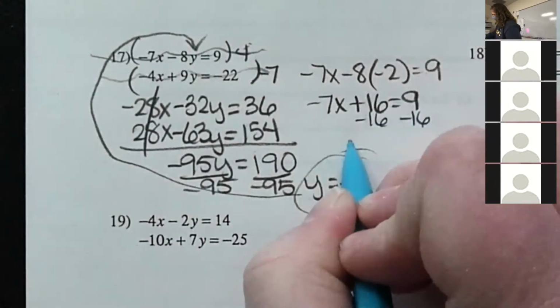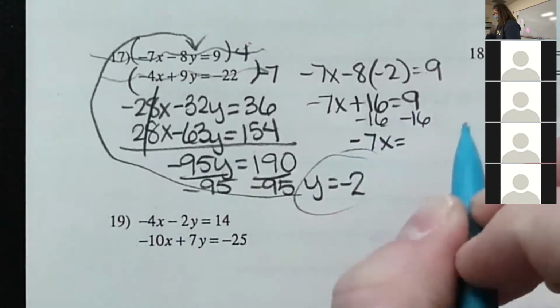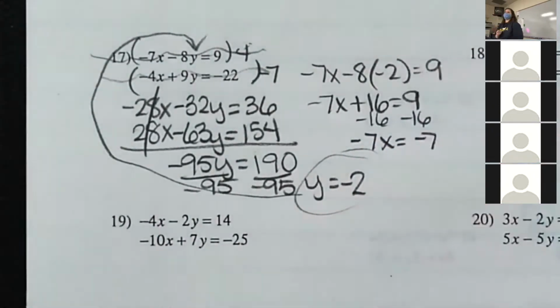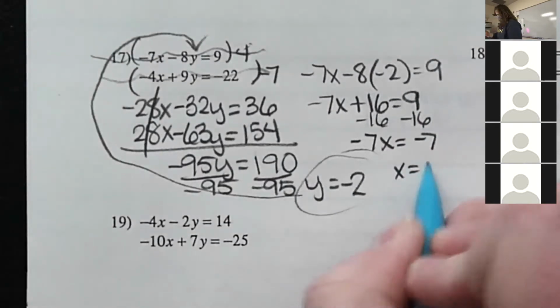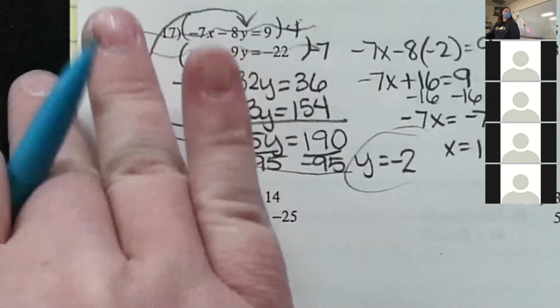What's 9 minus 16? -7. Hey, look at that. That's going to work out really nice. What's x? 1. 1. So 1 comma -2.